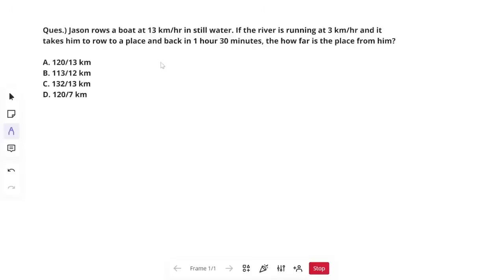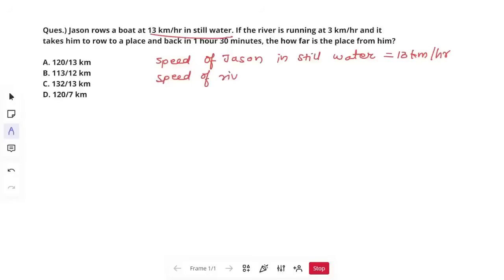First of all, let us note down the data that is given to us. Initially, what is given to us is the speed of Jason in still water. It is given as 13 km per hour, right? In statement number 1, Jason rows a boat at 13 km per hour in still water. This was the data given to us. Next data given to us is the speed of the river current. The current speed of the river is 3 kilometers per hour.